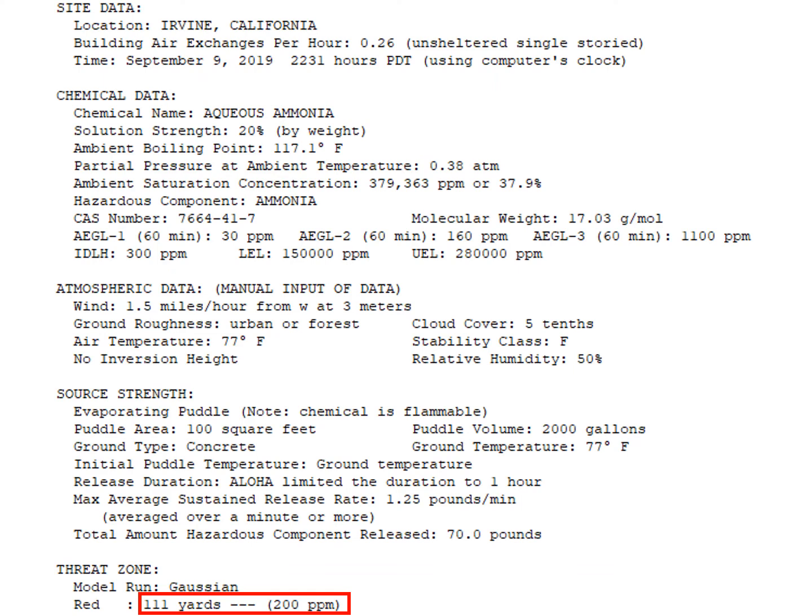Using ALOHA, we insert the location of the facility and the building air exchanges per hour. There's a predetermined input that you can enter for your building type, and it will give you the estimated exchange rate. For a single-story shelter, this is 0.26 exchanges per hour.